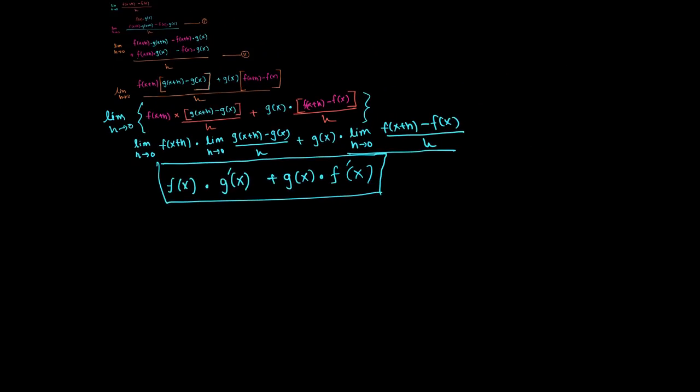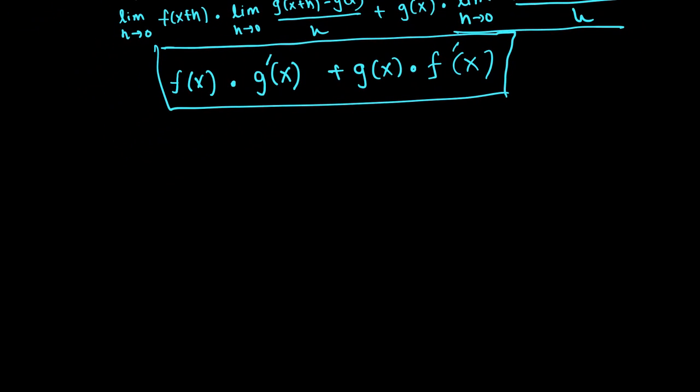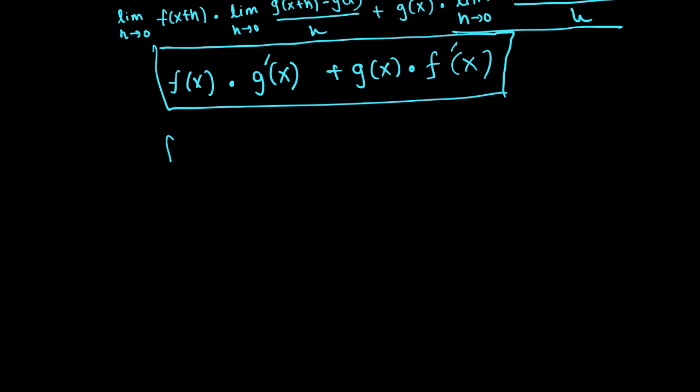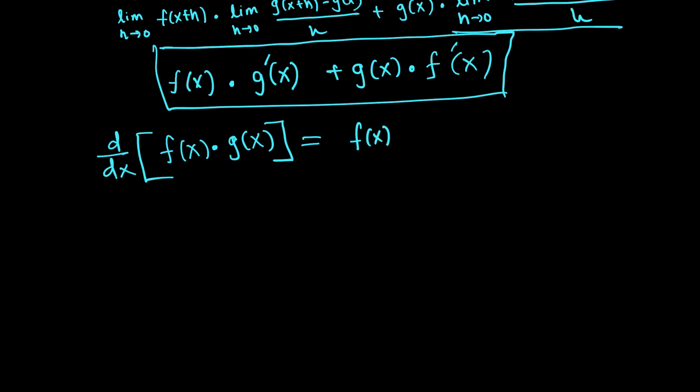So let's try to see what this formula is saying. It's basically saying that if you have a function f of x and another function g of x multiplied with it, then if you want to differentiate this function, the final result would be f of x, the function itself, multiplied with the derivative of g of x, which is g prime of x, plus you are going to multiply the g of x function as is, all right?